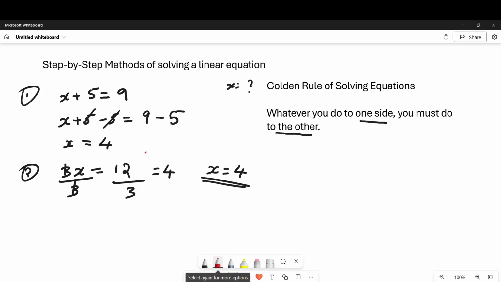See, here we only subtracted 5 on both sides. Here we only divided by 3 on both sides. Coming forward, we will need to do multiple operations to arrive at the solution. Here we did only one operation. With a single operation we got the value.